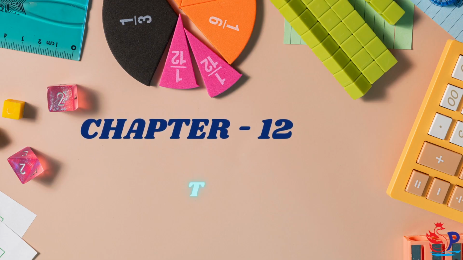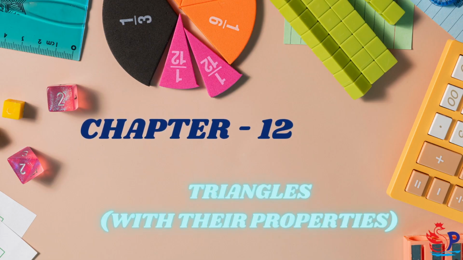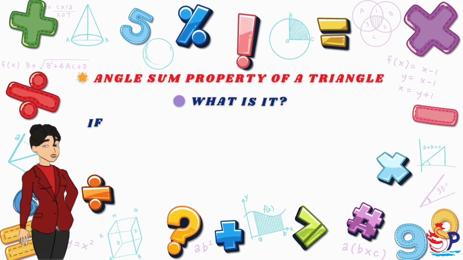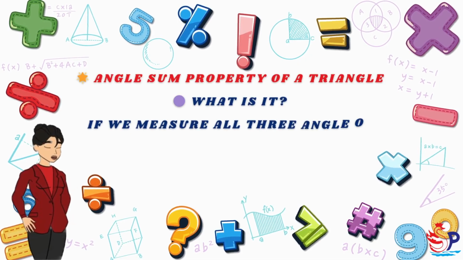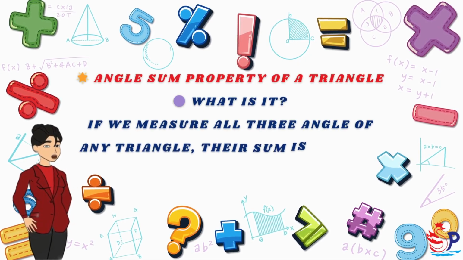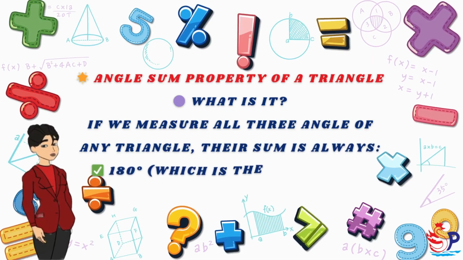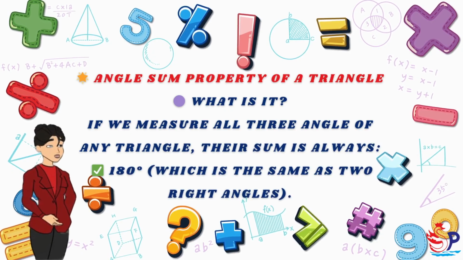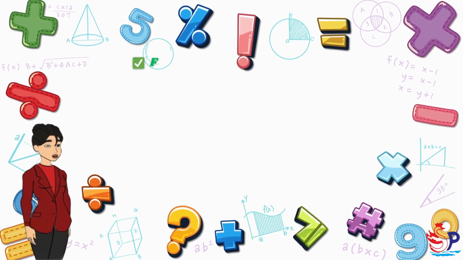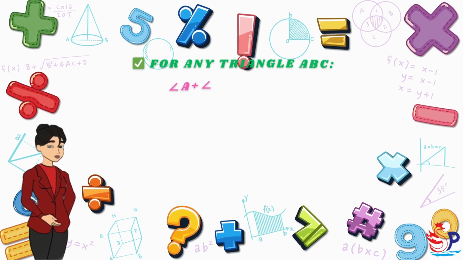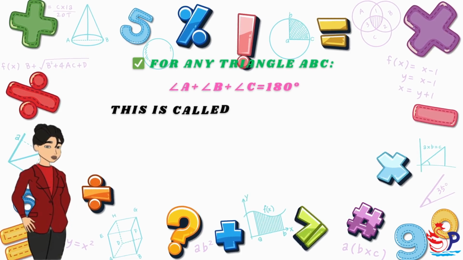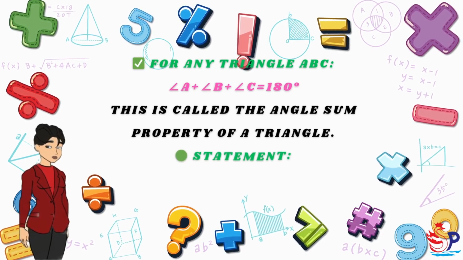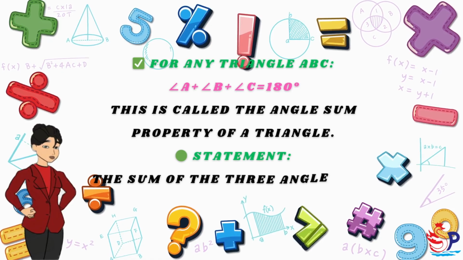Chapter 12. Triangles with their properties. Angle sum property of a triangle. What is it? If we measure all three angles of any triangle, their sum is always 180 degrees, which is the same as two right angles. For any triangle ABC, angle A plus angle B plus angle C is equal to 180 degrees. This is called the angle sum property of a triangle.